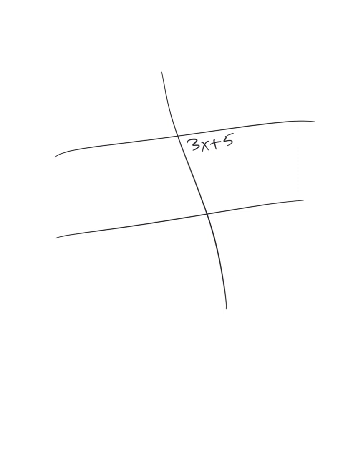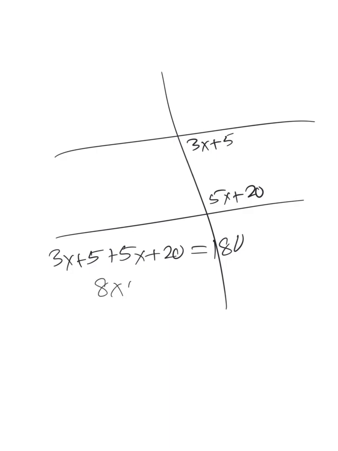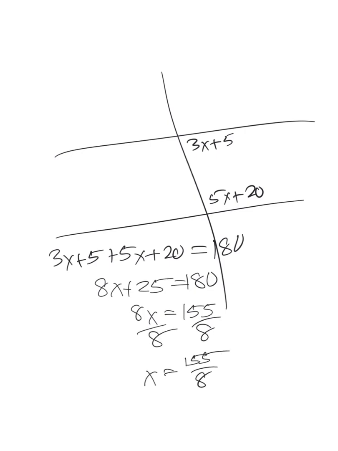3x plus 5 and 5x plus 20. Solve for x, please. All right, so they're consecutive interior. So you add the two angles together, and they equal 180. So 8x plus 25 is equal to 180. Subtract the 25 and divide off the 8. And on the quiz, I haven't done the quiz yet, but they should be nice and neat numbers.